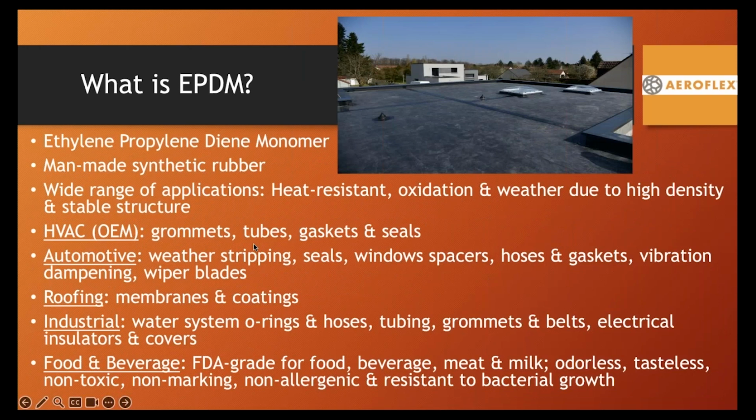So what exactly is EPDM? It is, again, a man-made synthetic rubber. What it's known for in industry is its stability and resistance to moisture, heat, and UV. We see it often utilized in the HVAC industry for components. In our vehicles, your wiper blades, the hoses under the hood, the weather stripping is more than likely an EPDM rubber. And also very common for roofing membranes and coatings.